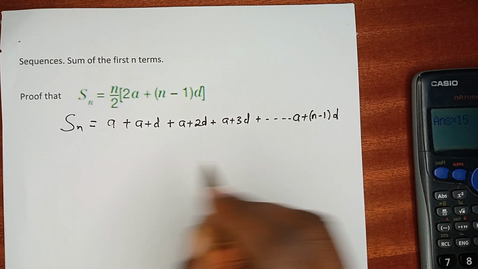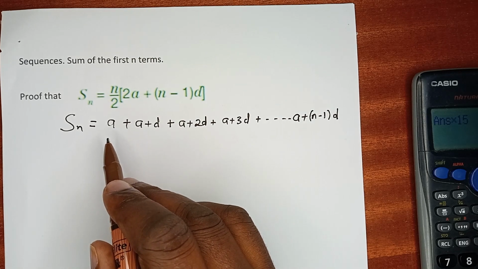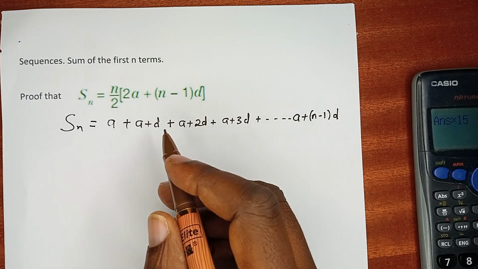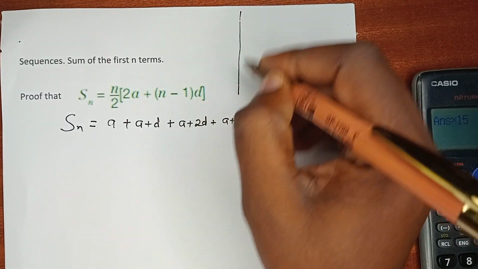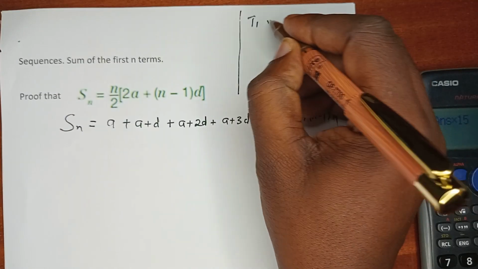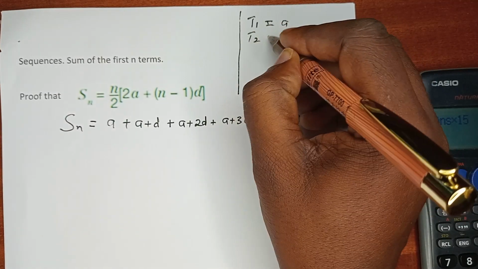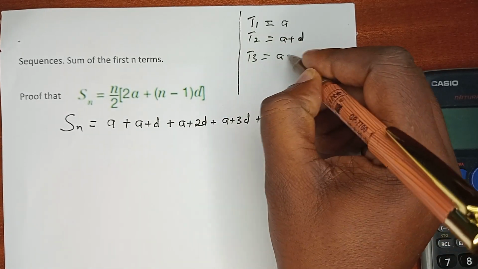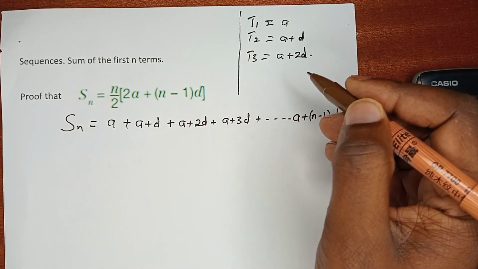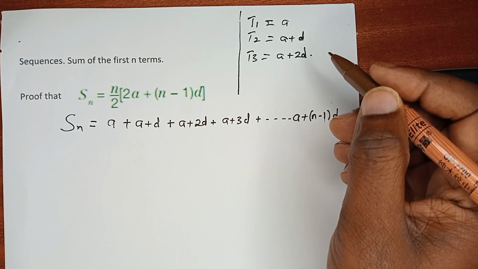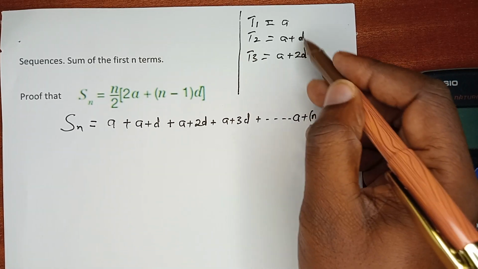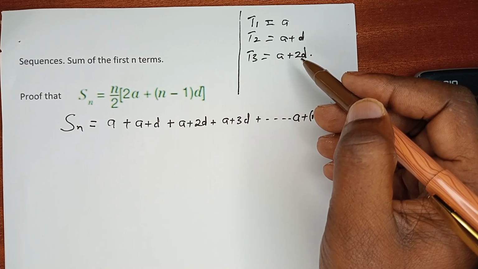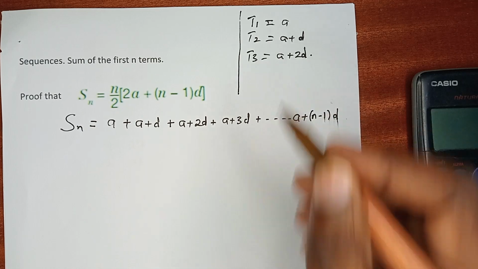You will understand how term 1 is a, term 2 is a plus d. But of course, if you have forgotten, it is important that you remember term 1 is a, term 2 is a plus d, term 3 is a plus 2d. In other words, the difference between two consecutive terms is just the d, which is the common difference. And this confirms to us that we have an arithmetic sequence.